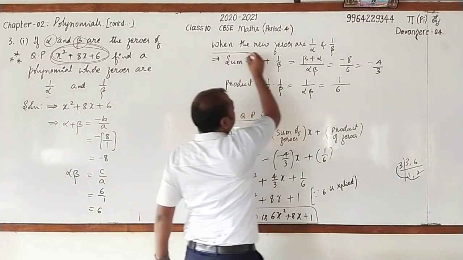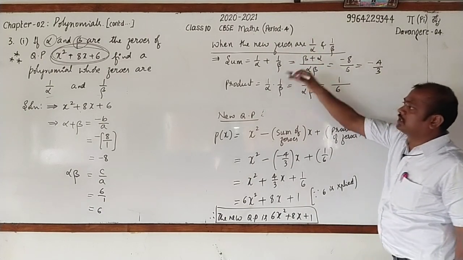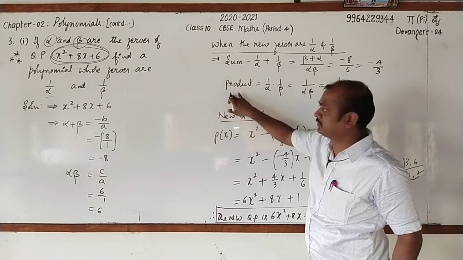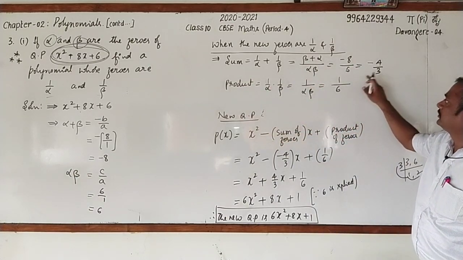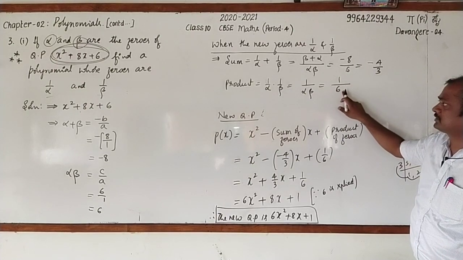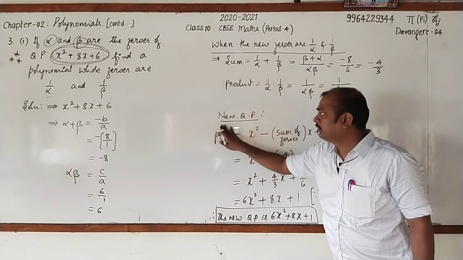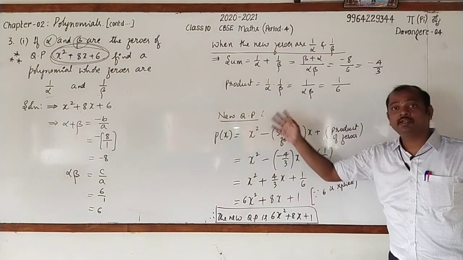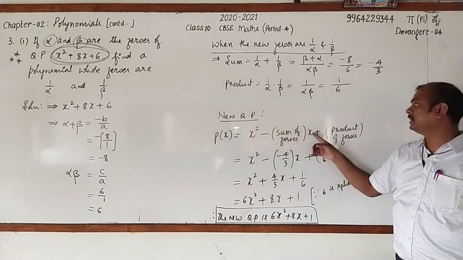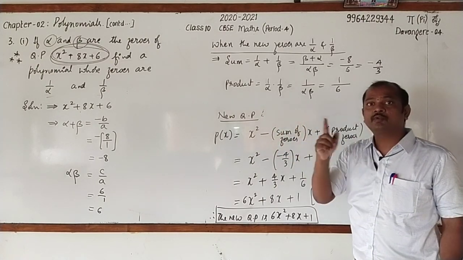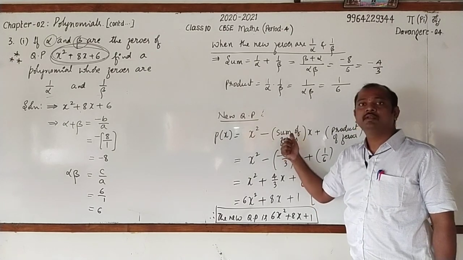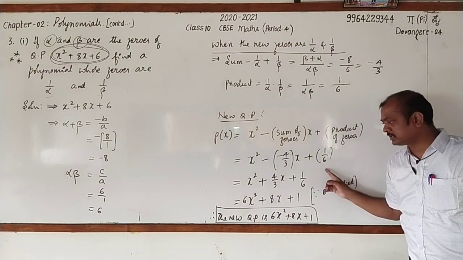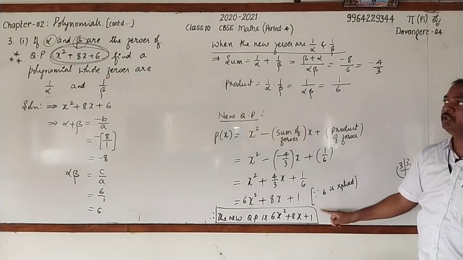Next, you have to take new zeros. When new zeros are, that is given zeros, 1 by alpha and 1 by beta, you find out new sum and new product. You will get minus 4 by 3 as the sum, 1 by 6 as the product. Then we have to find out new quadratic polynomial. Again, general form should be written. Earlier we used to write x square minus of alpha plus beta into x plus alpha beta. But as we are going to form new polynomial, hence I have written sum of new zeros and product of new zeros. They are to be substituted. At last we get the new polynomial.